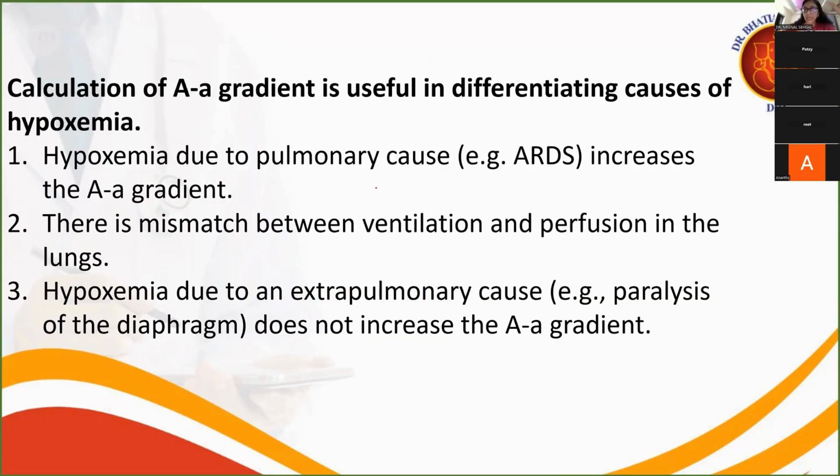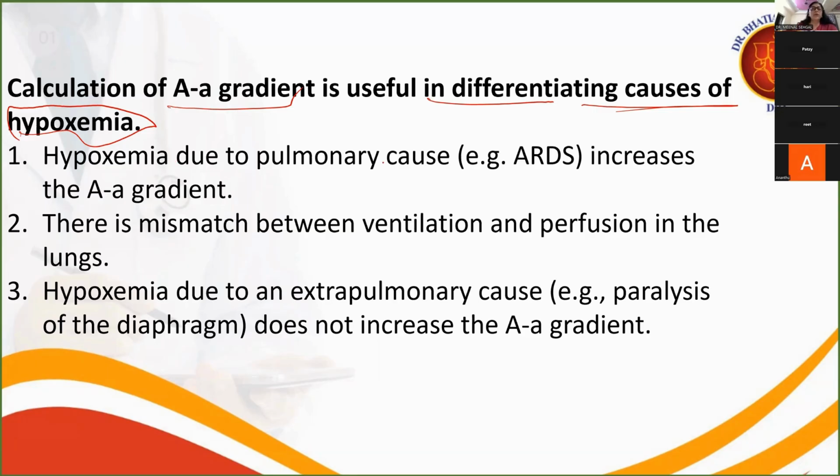And this gradient plays the vital role in the transfer of oxygen from the alveoli to the blood capillaries. That is, even if the ventilation is perfect and perfusion is perfect, the diffusion of gases will only happen when this gradient exists. So now this calculation of the gradient is useful in differentiating the causes of hypoxemia. Suppose the arterial pressure is less than 60, that is hypoxemia. So what are the various causes?